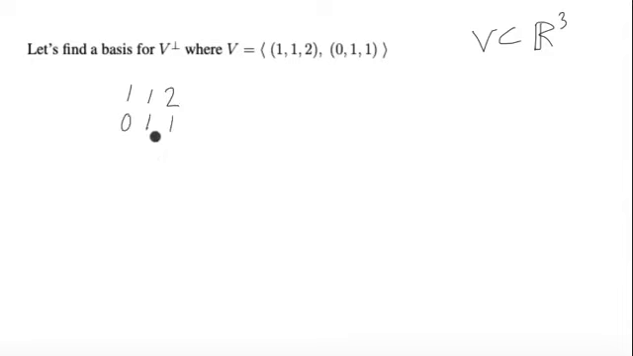Find the reduced row echelon form, which in this case can be done in one step. We do this by multiplying this row by -1 and adding it to that one, and we arrive at 1, 0, 1, 0, 1, 1.